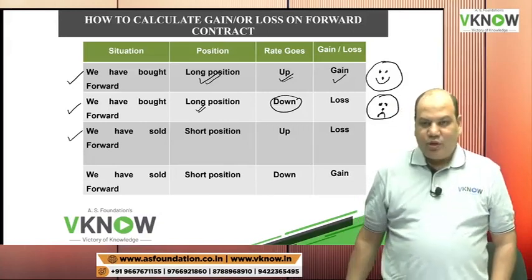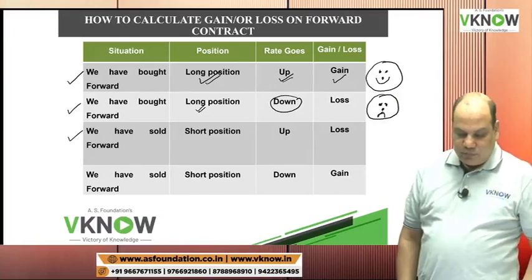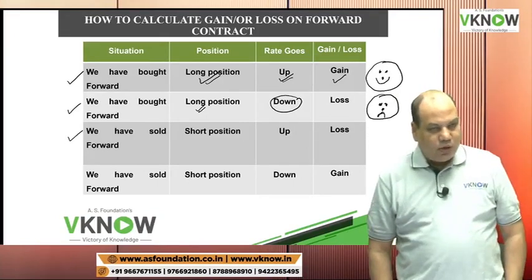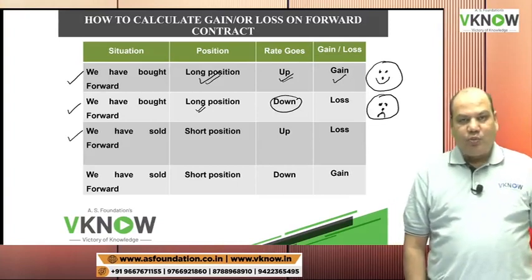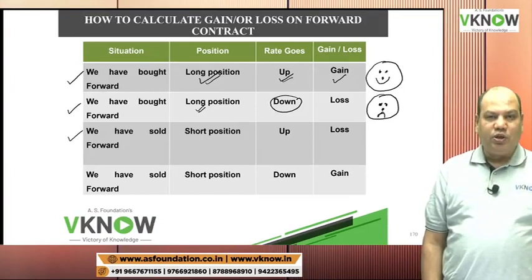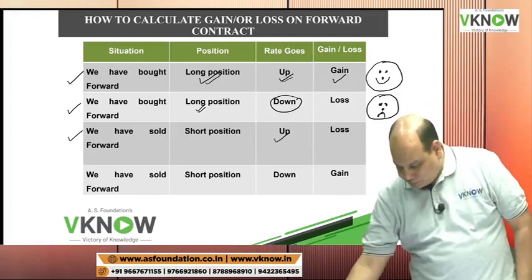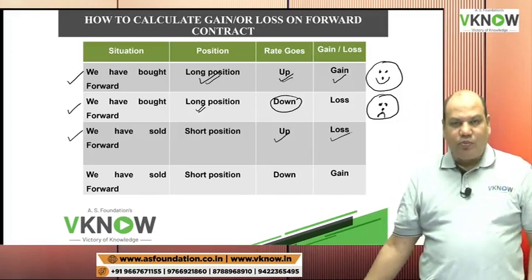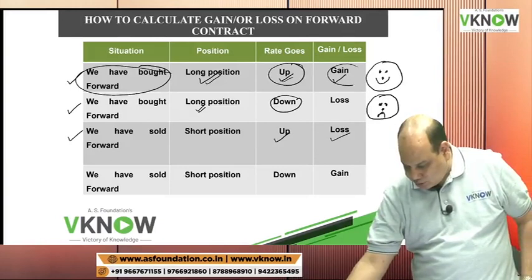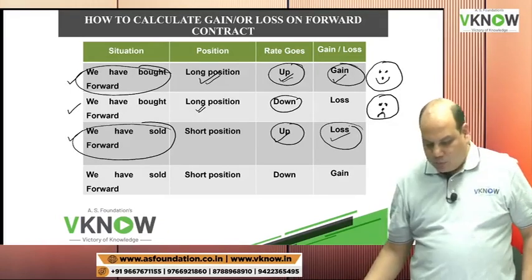Reverse. Third situation, we have sold forward, which is called short position. Suppose the question says Gopal has entered into a short position. It means he has entered into a contract to sell. Rate goes up, loss. Reverse. If you buy and the rate goes up, gain. So if you sell forward and the rate goes up, there will be a loss.